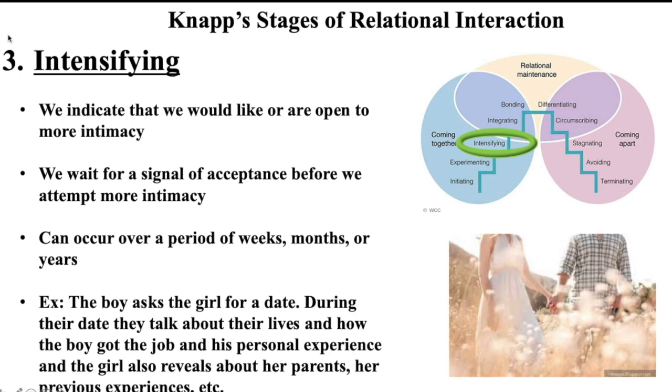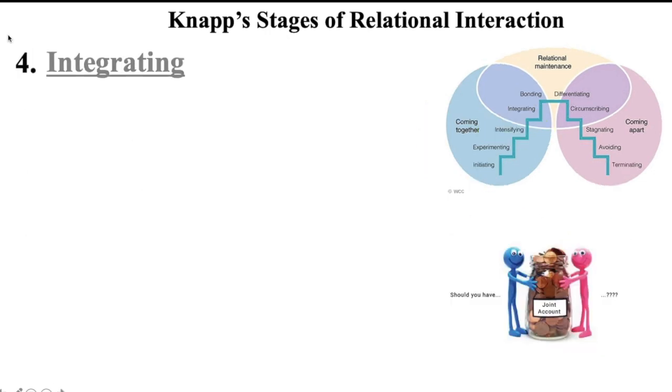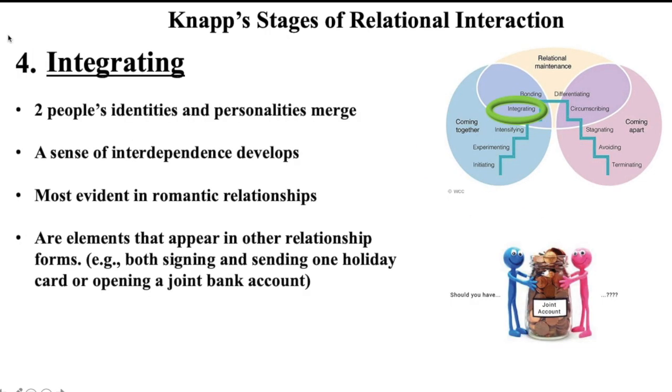So a boy may ask a girl for a date. During their date, they talk about their lives and how the boy just got a job and his personal experience. And the girl also reveals about her parents, her previous experiences, etc. This happens at the job as well. That new job that you start, you start to tell people more things about yourself. This is where the relationship starts to intensify.